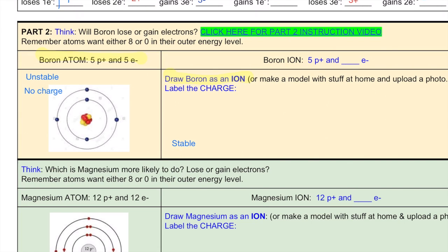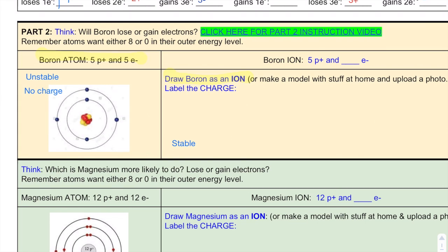So now we have to decide, is it going to lose those 3 or gain 5? And look at what happens if I kind of erase these 3 on the outside, like they're being lost or given away, lose 3. Now look at how the atom has a full energy level, because remember that first energy level can hold only 2. So it has 2 in its outermost energy level, and so it is stable if it were to lose those.